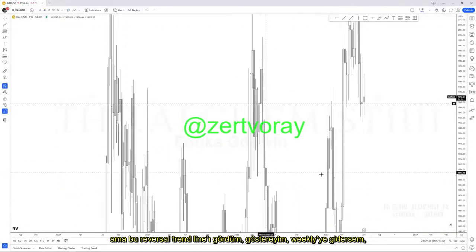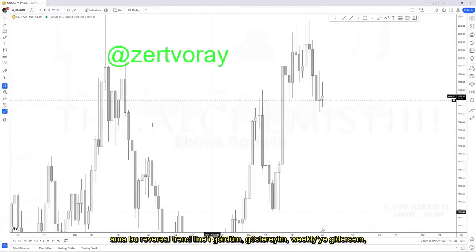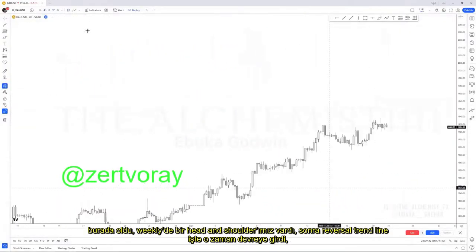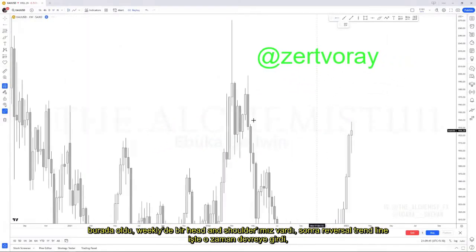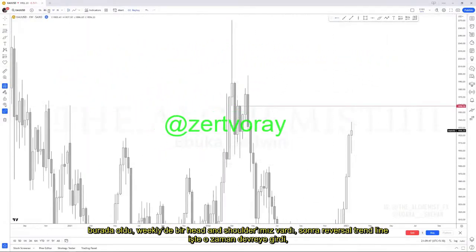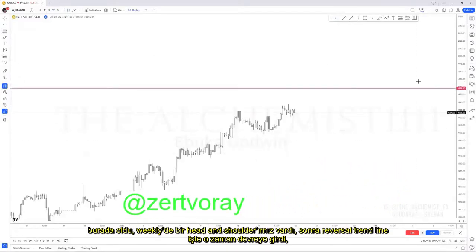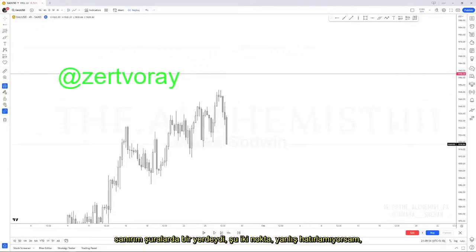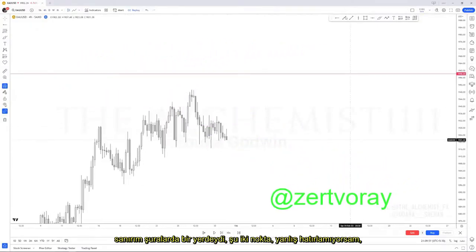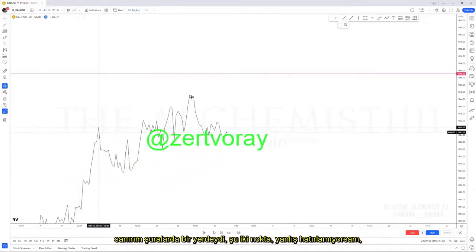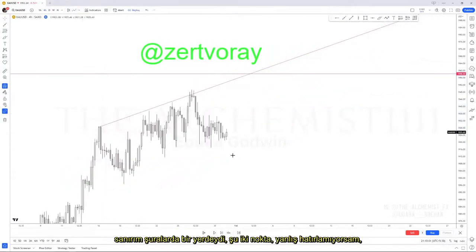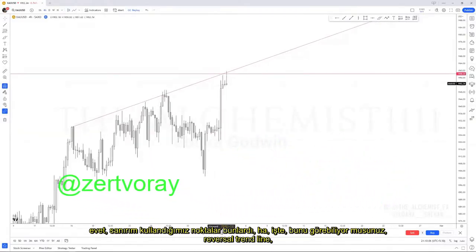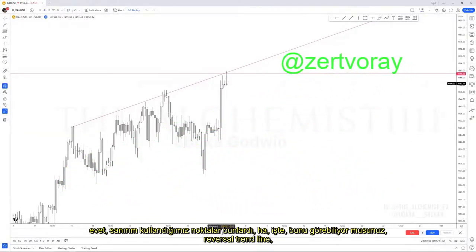If I go to weekly, we had, yeah, it happened here. We had this weekly head and shoulders, and then that is when the reversal trend line came. I think these two points, if I remember it. Yeah, I think these two were the points that we used. Yeah, there we go. Can you see that? The reversal trend line, weekly key level.